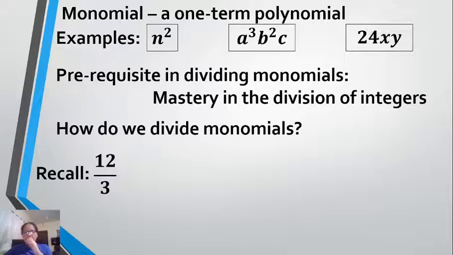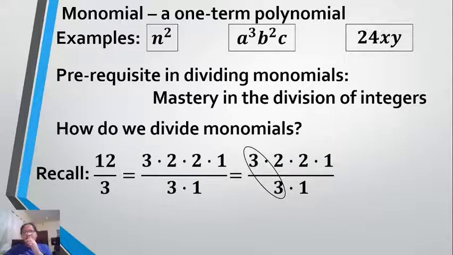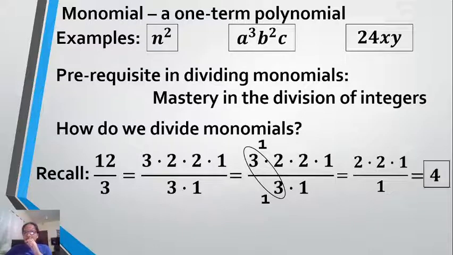Let's recall, how do we divide 12 over 3? So that is clearly 4, right? But by extending the factors of 12, that's 3 times 2 times 2 times 1 over the factors of 3, 3 times 1, where 3 are the similar factors of 12 and 3. So 3 divided by 3 is equal to 1. And if we simplify their factors, we will remain with 2 times 2 times 1 on the numerator over 1 in the denominator, which is equal to 4. So that concept will be used in dividing monomials.